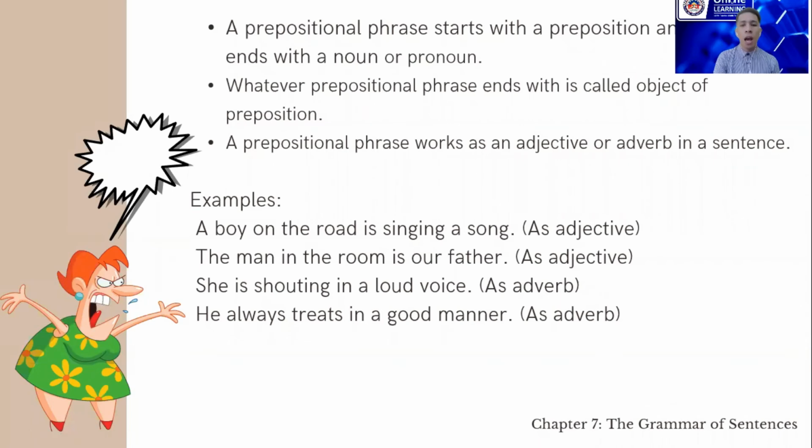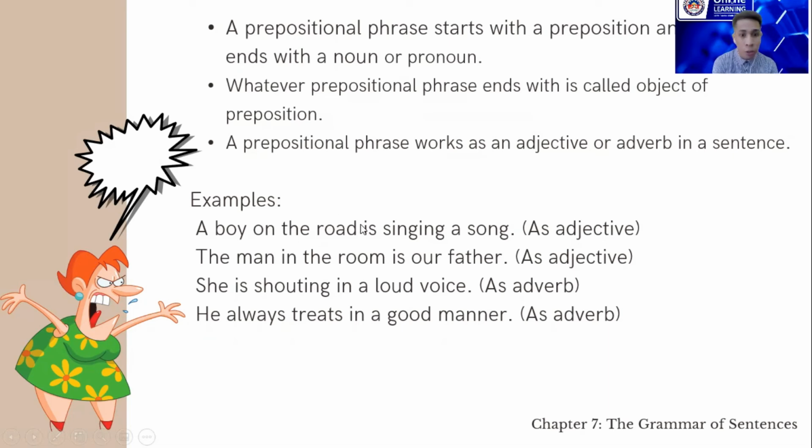So for example, a boy on the road is singing a song. For example, if it's an adjective, we need first to look where the preposition is. So the preposition here is on. As stated in the definition, it could end in a noun or pronoun.